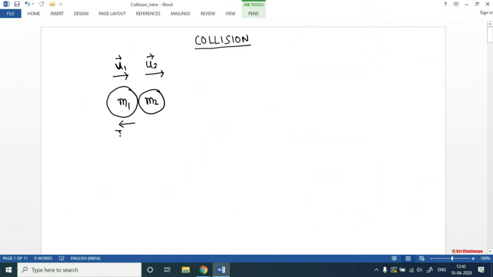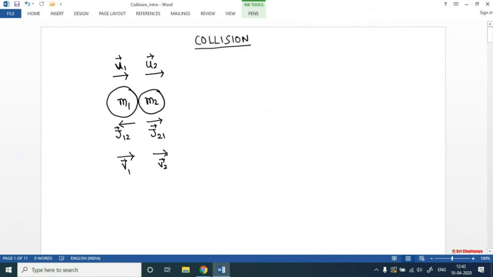Let's say this is J12, the impulsive force exerted by body 2 on body 1, and similarly body 1 will be exerting force on body 2, say J21. Since this impulsive force acts on each body in equal and opposite direction, that will cause the change in momentum of these colliding bodies. After the collision, their velocities will become, say, v1 and v2 respectively.